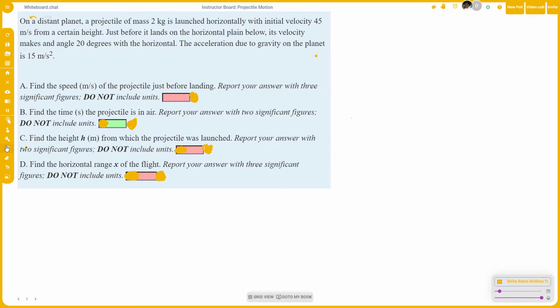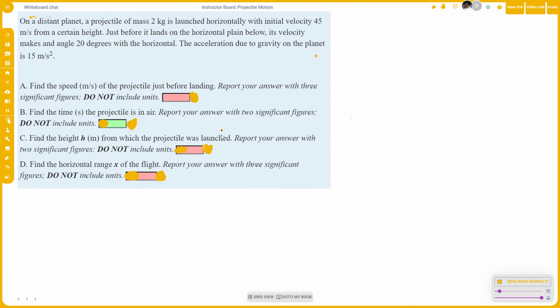Okay, and welcome back. In this video, we are going to solve the problem about projectile motion that we have discussed in the previous video. So the question is like this. On a distant planet, that means we don't know the g value, a projectile of mass 2 kg is launched horizontally with initial velocity 45 meters per second from a certain height.